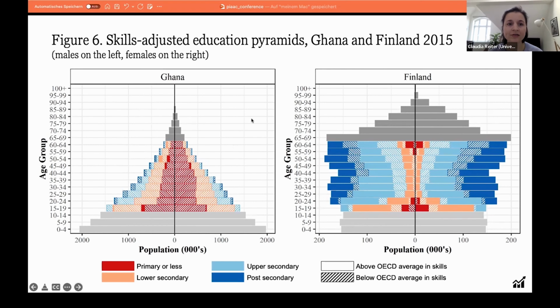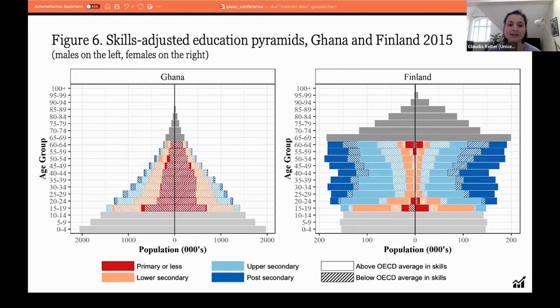And then the colors represent the different educational attainment groups. So we have a dark red for primary or less, light red for lower secondary, bright blue for upper secondary, and finally dark blue for post-secondary. And again, you can see that the countries are quite different in terms of the educational attainment distribution. So Finland is much higher educated than Ghana.